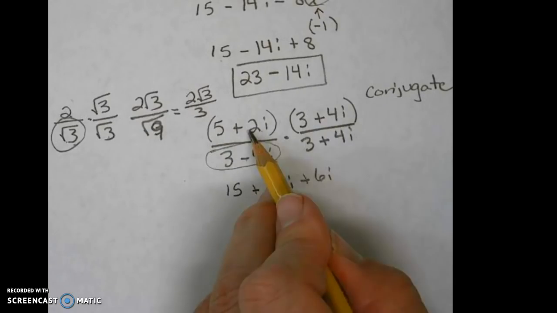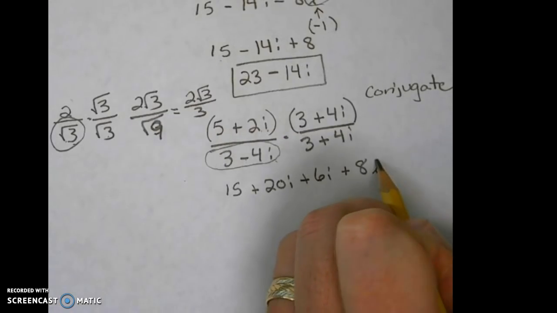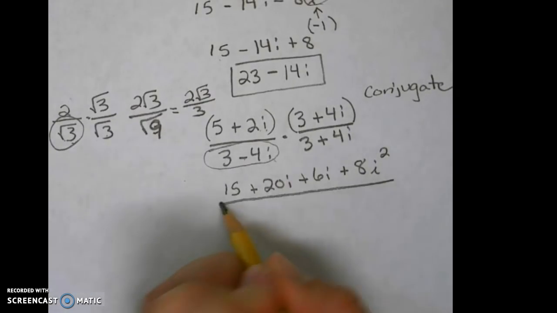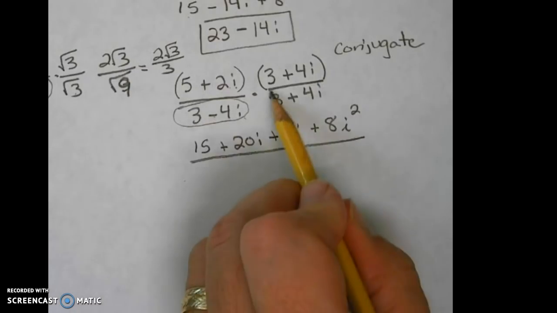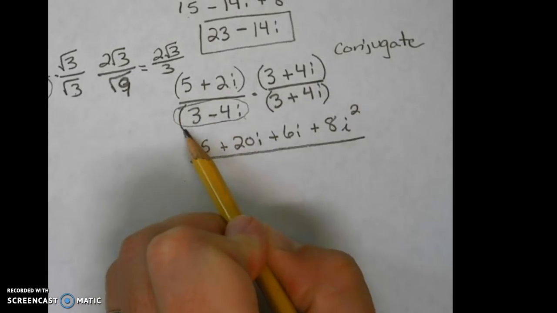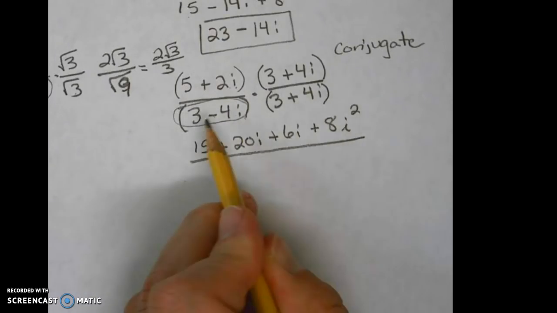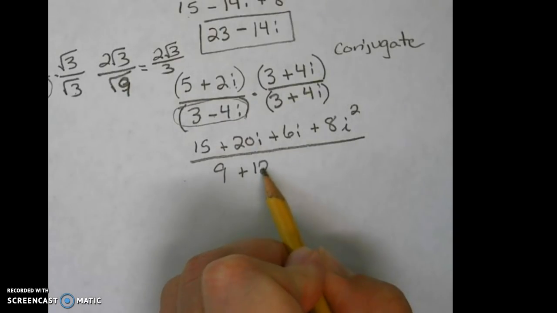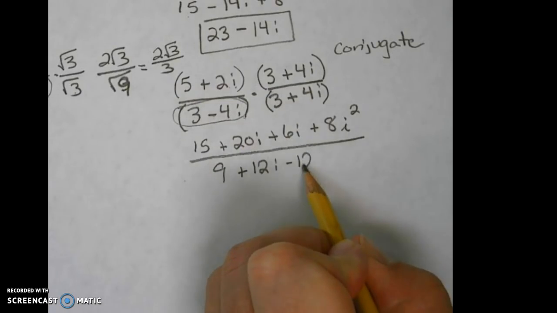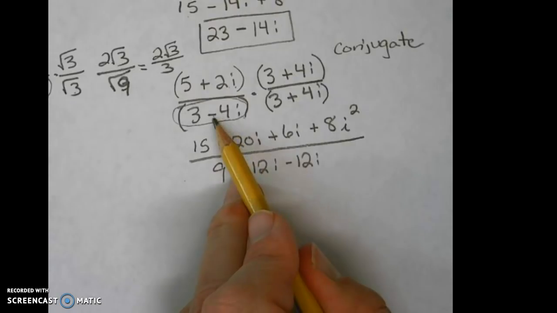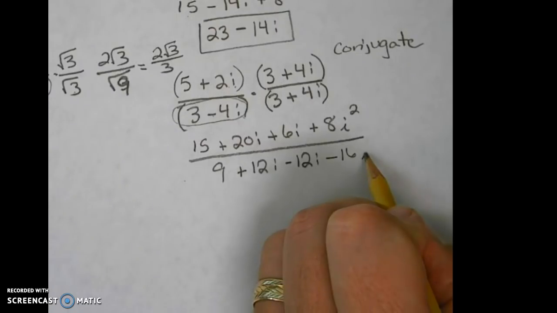And last terms, 2 times 4 is 8. I times I is I squared. Okay, now doing the denominator, same thing. First terms, remember we're multiplying these binomials together. First terms, 9. Outer term, 12i. Inner term, negative 12i. And last terms, that's going to be negative 16. And I times I is I squared.